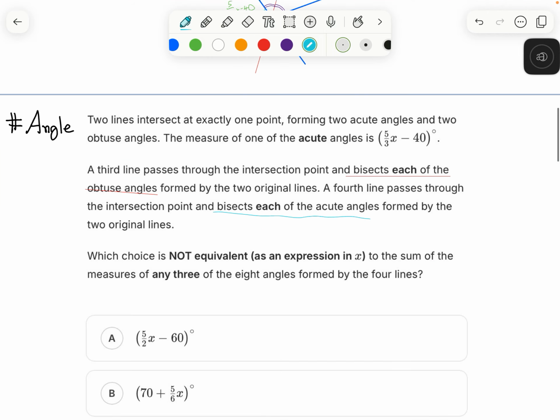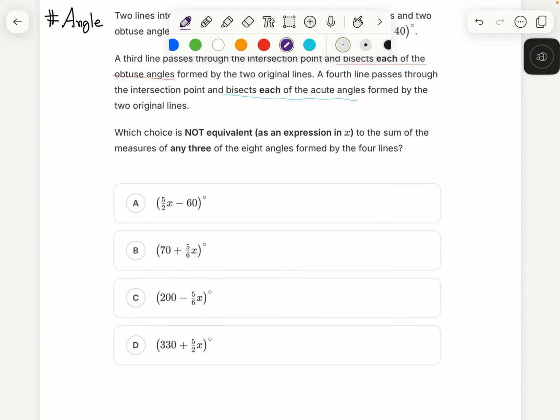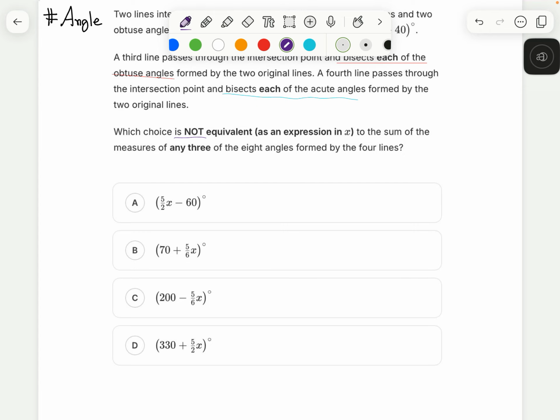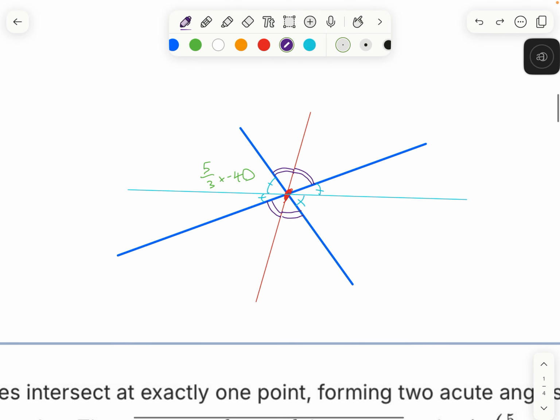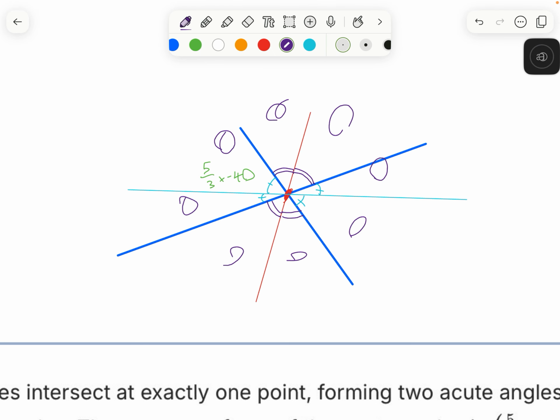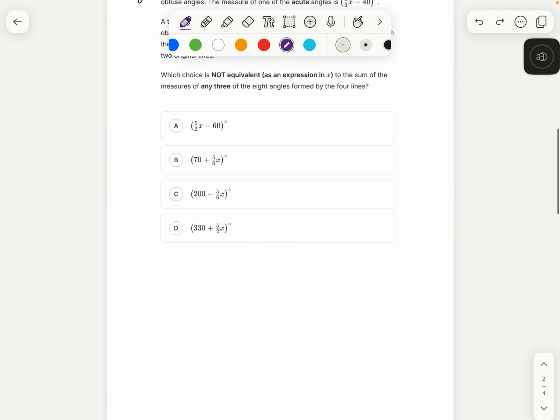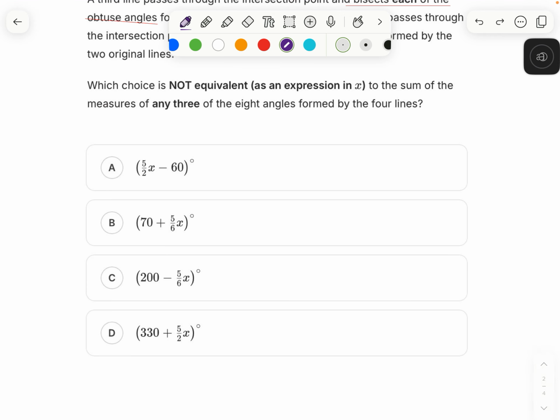So which of these choices here are not equivalent to the sum of the measures of any three of the eight angles? So there are eight angles formed in this figure, and essentially when you add three of them, you get a specific value. One of these could be any value with x in the expression, and we're supposed to find out which of them don't show up, because it says not equivalent.